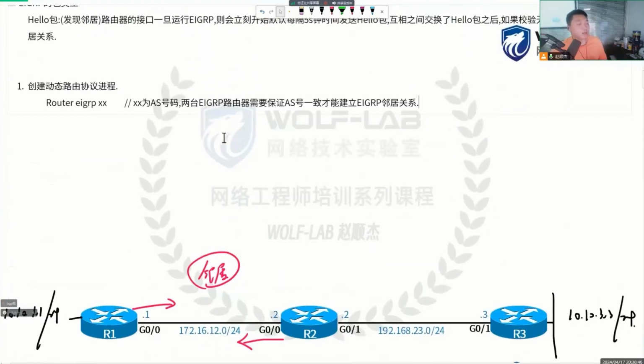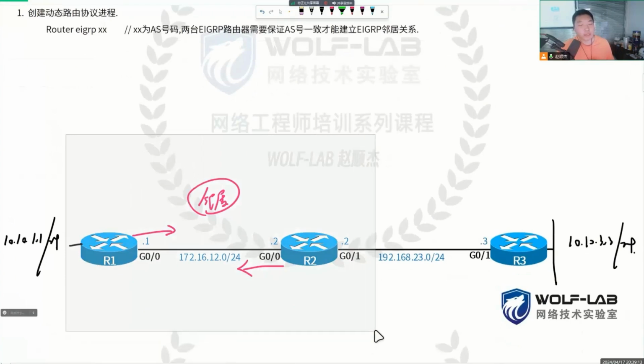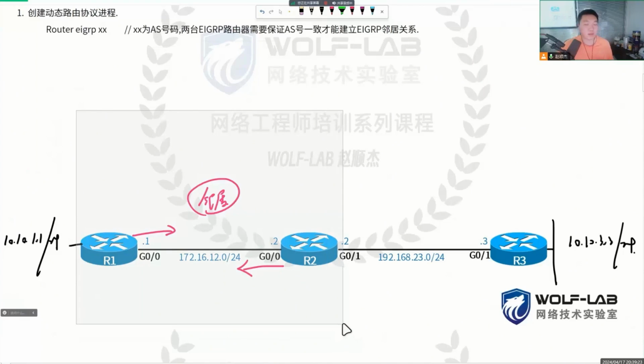This AS number is specifically for this: if we two are in the same AS, devices in the same community, then we can establish an EIGRP neighbor relationship between us. You have to live in the same building, the same community, inside the same house, to become a neighbor. You can't say one lives in AS 65,535 and one lives in AS 65,534, one in Beijing and one in Hong Kong. Can you become a neighbor? That's definitely not possible. Becoming a neighbor has conditions.